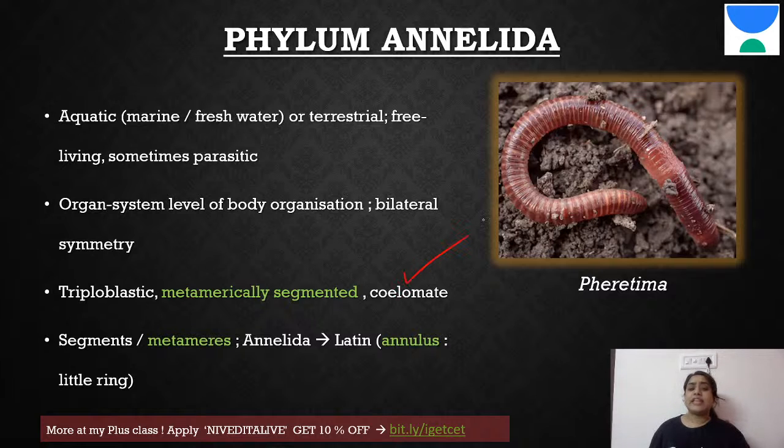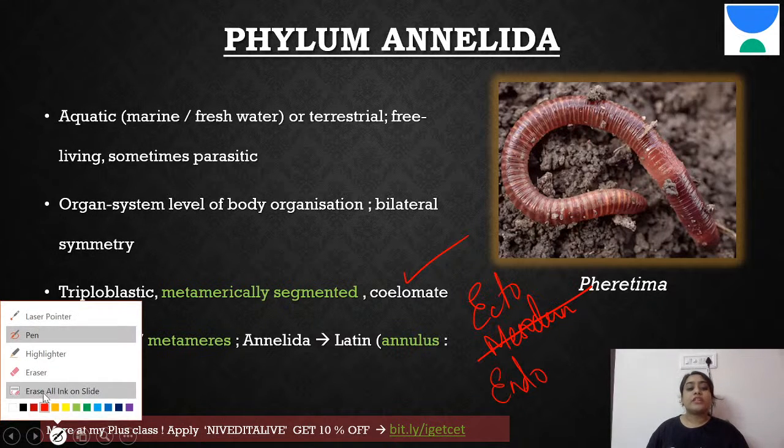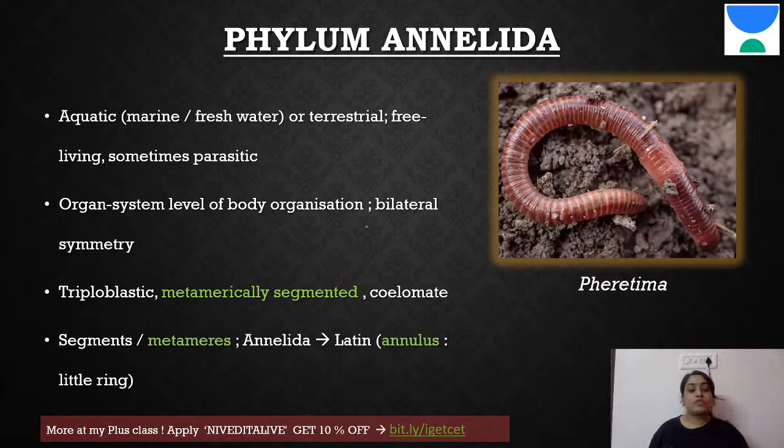Okay, and then they are coelomate. Eucoelomate here. Eucoelomate means you have ectoderm, you have endoderm, and in the middle there is mesoderm, right? Now this mesoderm will split into two halves. So there is mesoderm next to the ectoderm and there is mesoderm next to the endoderm. In the middle there is a cavity. Now that cavity which is lined by the mesoderm is called coelom. So it is a true coelomate here.